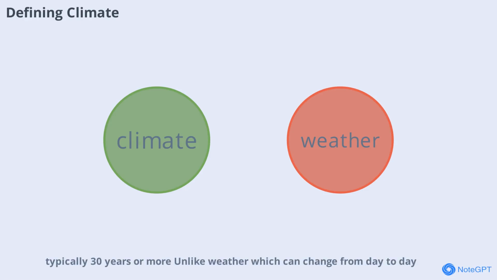Unlike weather, which can change from day to day, climate gives us a bigger picture of what to expect in a particular area. Factors like temperature, humidity, rainfall, and wind patterns all contribute to a region's climate. Understanding climate helps us predict agricultural patterns, plan infrastructure, and even prepare for natural disasters. As we move forward, keep in mind that climate is shaped by a combination of natural and human-influenced factors, making it a dynamic and ever-changing aspect of our world.